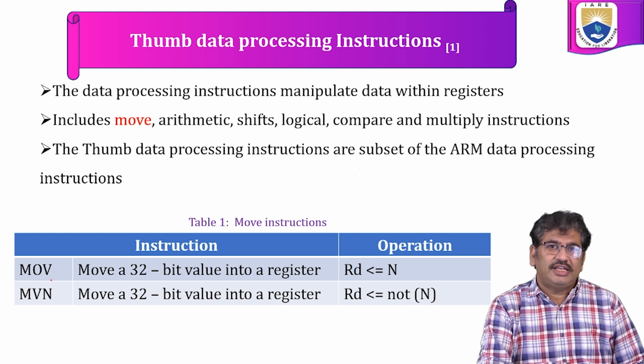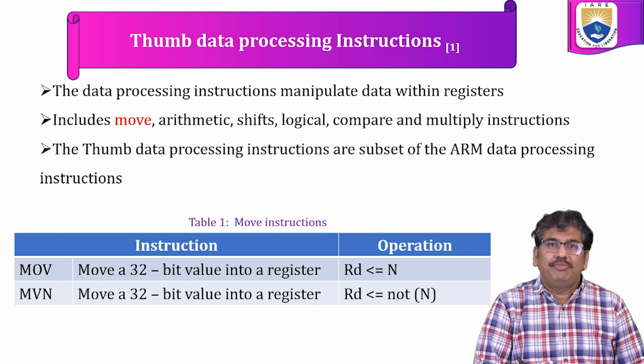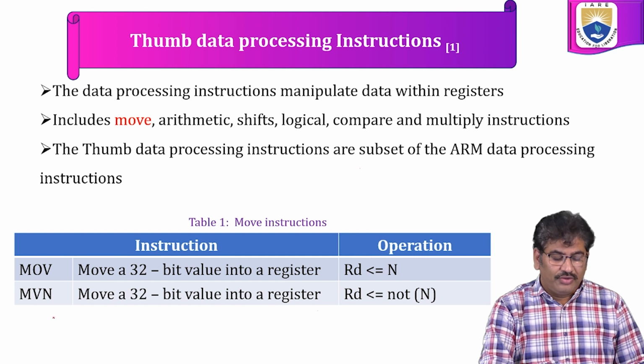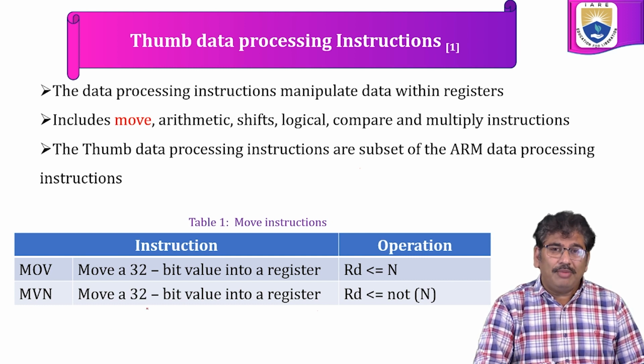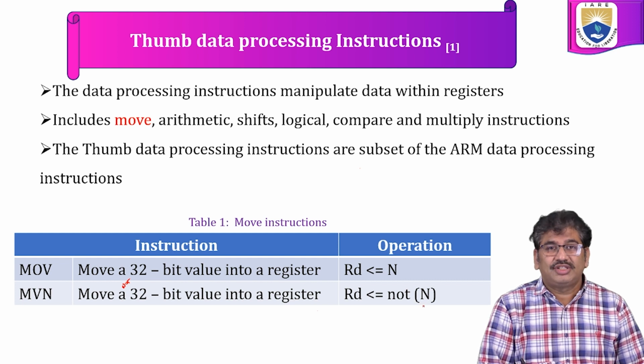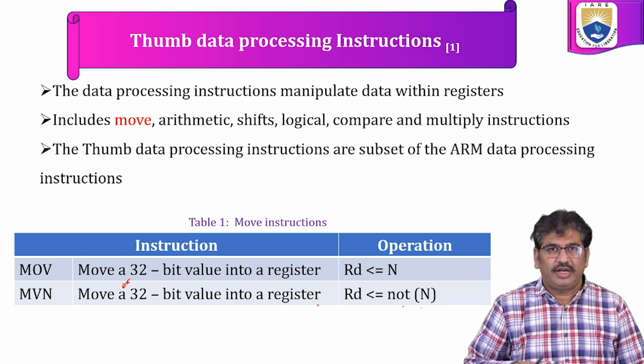MOV instruction: this instruction is used to move a 32-bit value into a register. The value of the register or immediate data that I am taking as N will be copied into the destination location RD by using the move instruction. MVN instruction will move the complemented 32-bit value into a register. So the value whichever we have placed in the immediate or register will be complemented, that is a NOT operation, and the result will be stored in the RD register, which is the target here.